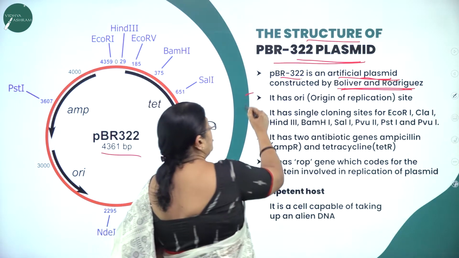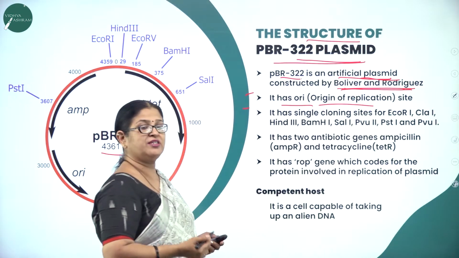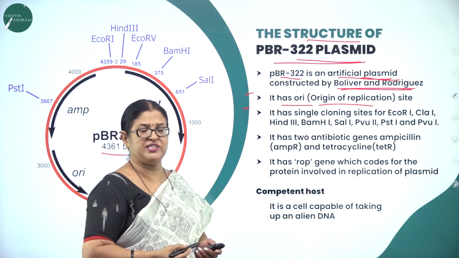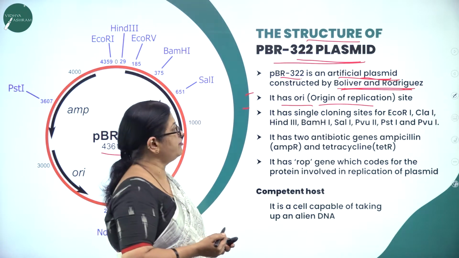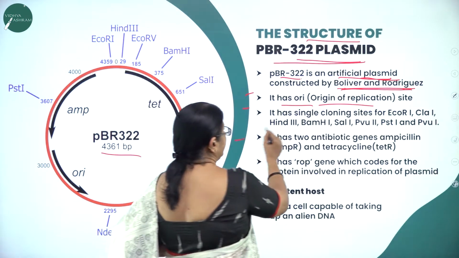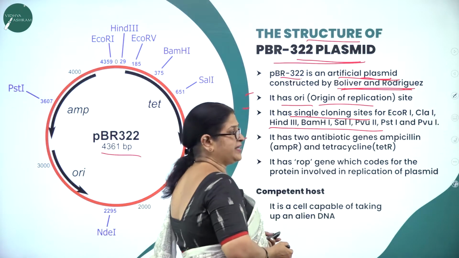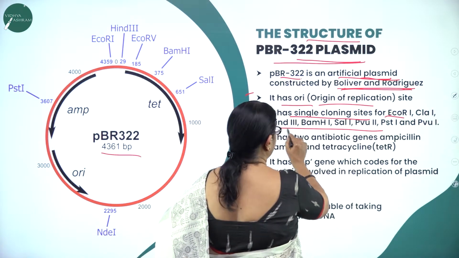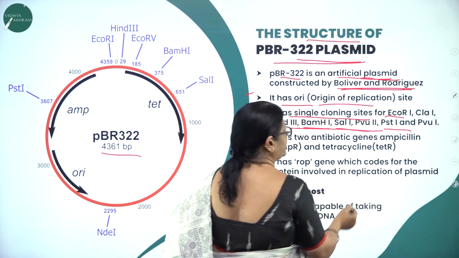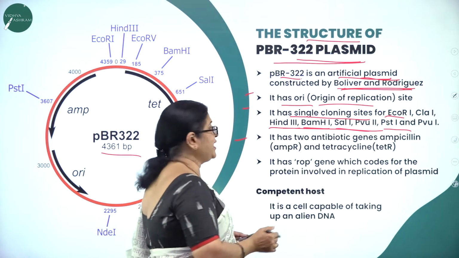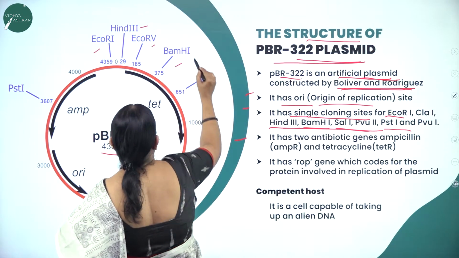It has ORI site, that is origin of replication. So what are the features of this plasmid which acts as a vector? It has ORI, origin of replication site. Then it has single cloning sites for all these types of bacterial enzymes, that is EcoRI, then HindIII, BamHI, SalI, PvuI, PstI and PvuII. And here you can see 1, 2, 3, 4, 5.